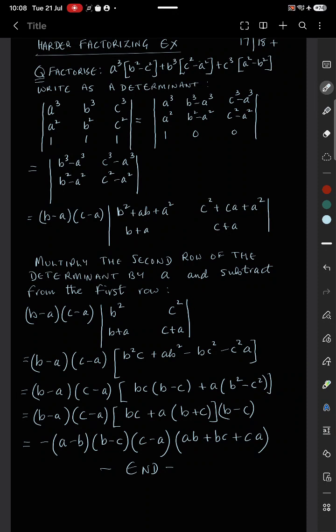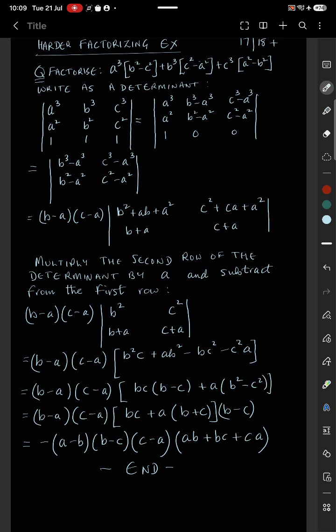Hello and good morning. Here we want to do another example in harder factorising, suitable for years 17, 18 and above. The problem is to factorise the following expression: a cubed bracket b squared minus c squared plus b cubed bracket c squared minus a squared plus c cubed bracket a squared minus b squared.